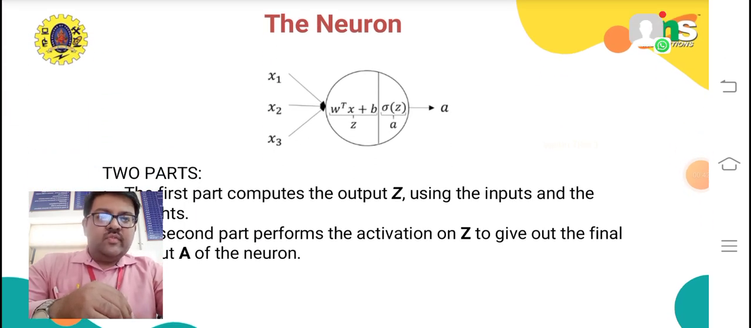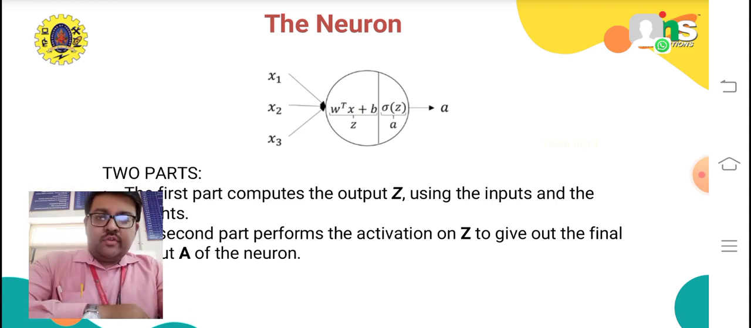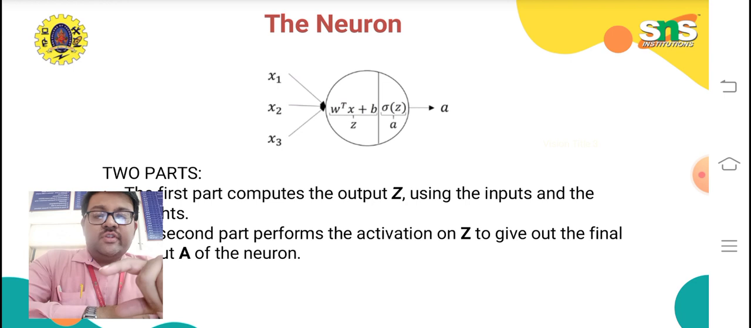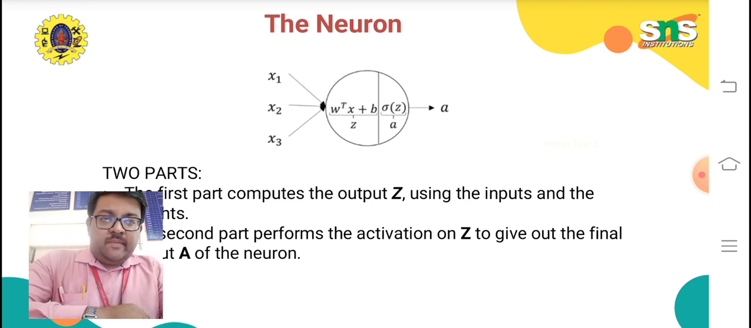So what is a neuron? When we see a neuron in this diagram, different inputs go into the neuron, and in the neuron there are two parts. One part is, as you can see on the screen, Z, and another part is A. Z is the combination of the inputs, weights and bias. That is W^T X plus B. W^T because it is a transpose, X plus B, that is Z.